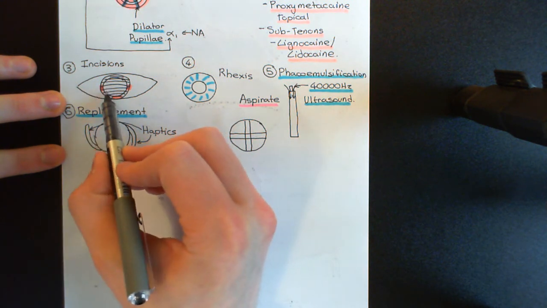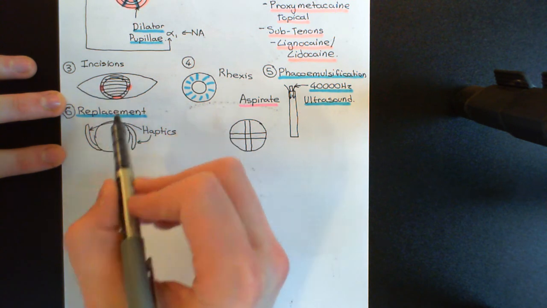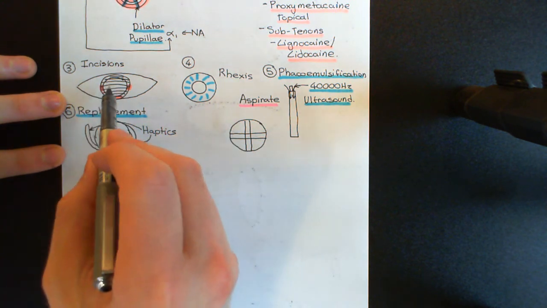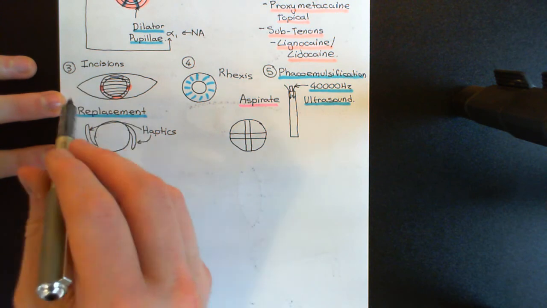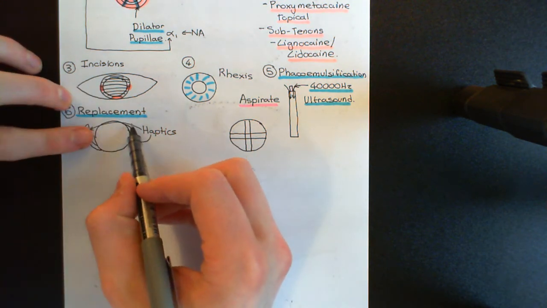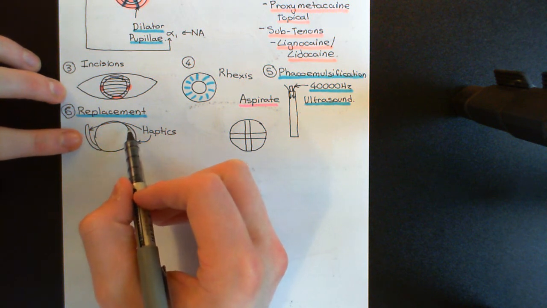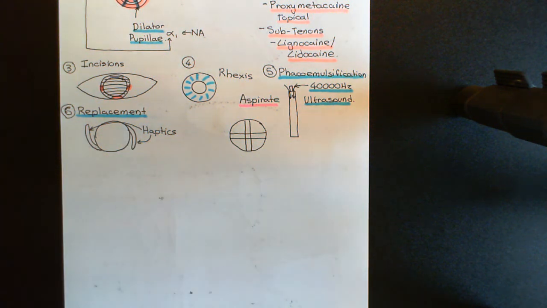And then once it's actually in the capsule, once it's come out of the syringe, it then unfolds, and the hope is that then you can just sort of, with a few little prods, guide it into the correct position. The haptics will then push out against the edge of the lens capsule and hold it then beautifully in position. And then you've got your new lens.